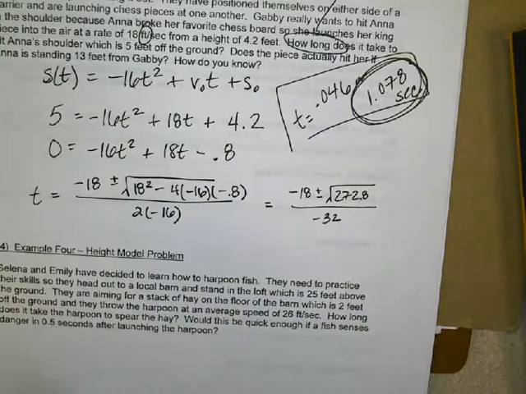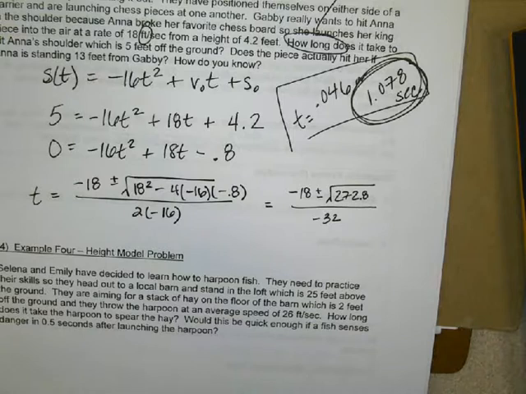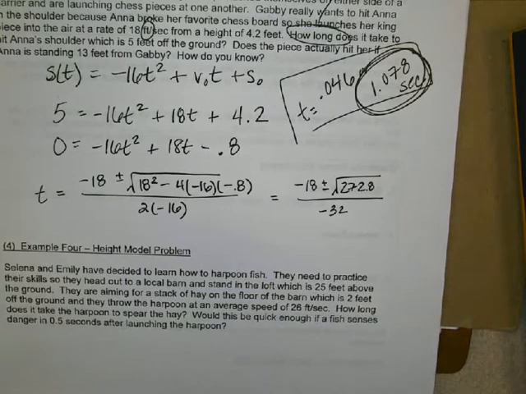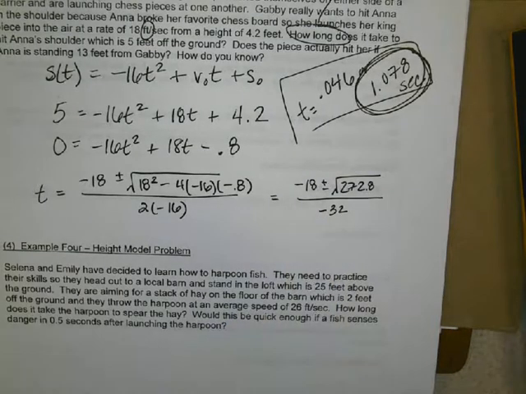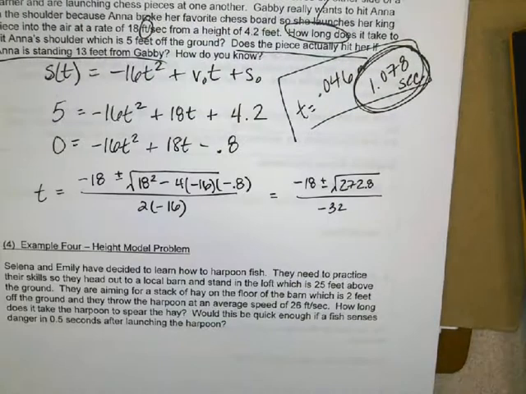This is my answer of how long it takes to hit Anna, but 0.046 is like a millisecond. I mean, not literally a millisecond, but it's a very, very short span of time. And she's launching it upward at 18 feet per second. She's not like chucking it at her. So 1.078 seconds is probably more correct. Usually you're going to get a negative answer and a positive answer, and you always stick with the positive answer.